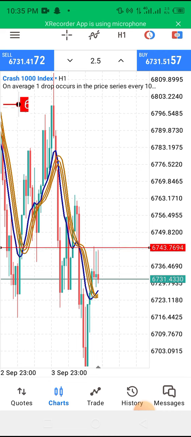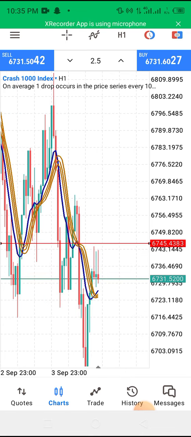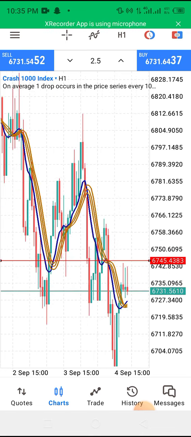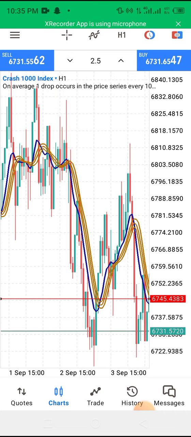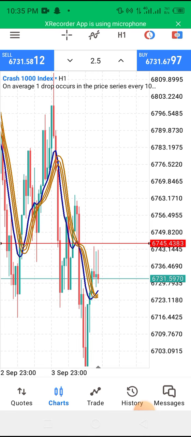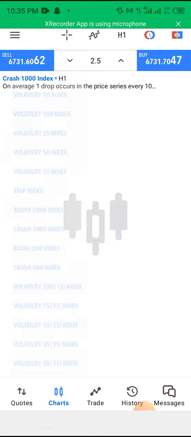Okay, it's risky. If we were actually trying to make a swing trade at this crash 1000, we would be selling at this point and making money. But it's not a swing trade, it's just a scalping strategy. So we won't advise anyone to buy at this point. If you buy at this point, you're at risk, you might lose money. So you avoid this and you go to another pair. Let's go to boom 500.